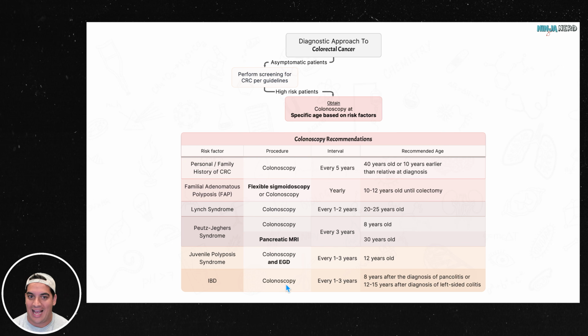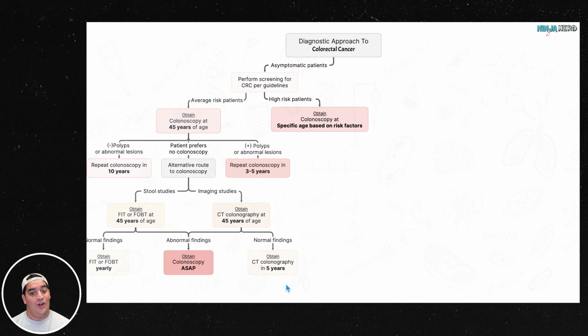But again, just to recap, personal family history is the big one. 40, or 10 years before the first degree relative was diagnosed, whichever one comes sooner. FAP, 10 to 12, you're doing it yearly because you are guaranteed to get colorectal cancer. So you have to do it annually, until the point where they do the colectomy. And IBD, they carry a super high risk of dysplasia, inflammatory pseudopolyps, and this can become cancer. So it has to be 8 years after the diagnosis of pancolitis or 12 to 15 after just the proctitis, and usually just left-sided colitis. All right. That's a lot.